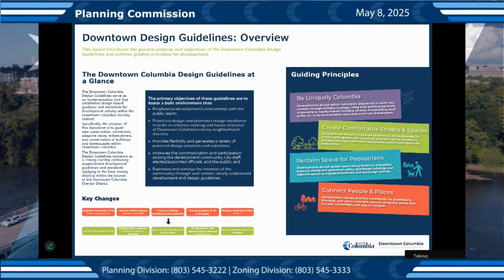So prioritizing design and promoting design excellence in order to enhance existing and future character of downtown's many neighborhood districts, to provide flexibility and generate a variety of potential design solutions and outcomes. And again, being less prescriptive about something has to be this way or something has to be that way, but really based on an overall intent and providing multiple ways for a development to meet that intent. To improve communication and participation among the development community, city staff, elected appointed officials, and the public, and express and convey the interests of the community through well-written, clearly understood development and design guidelines.